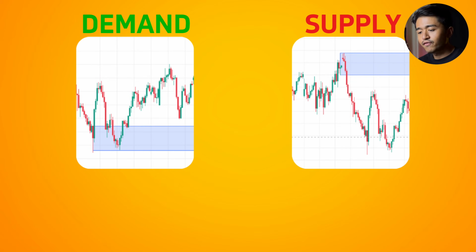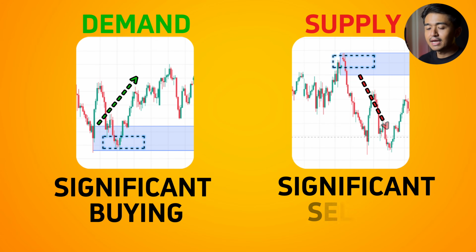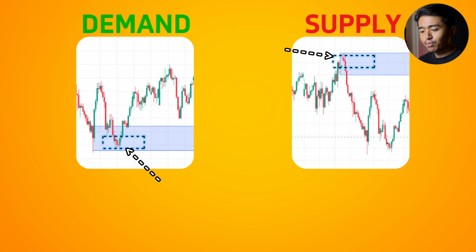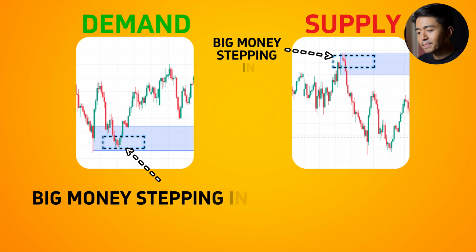So if you're new to the concept of supply and demand, or you kind of understand it but don't fully know the theory behind it, let's break it down step by step. Supply and demand refers to price areas in the market where significant buying or selling has taken place. These areas are important because they tell us where big money stepped in and shifted control of the market.